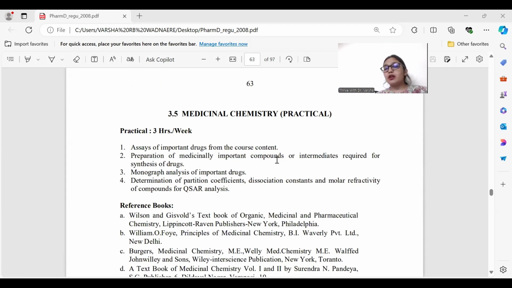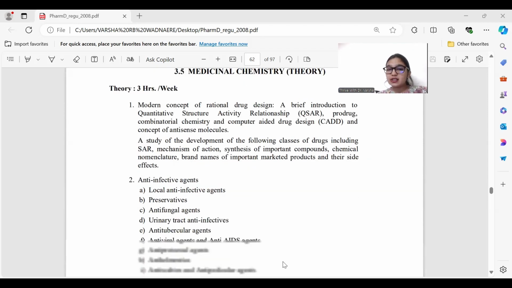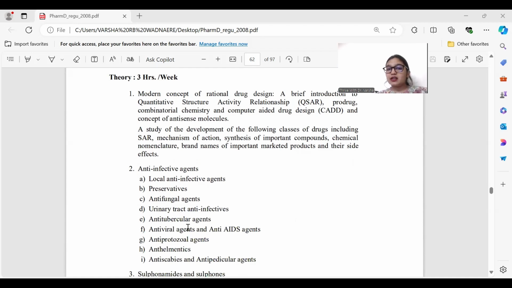Preparation of medicinally important compounds or intermediates required for synthesis of drug. Now any of the compounds your professor can pick up. Then monograph analysis of important drugs, again any drug. Then determination of partition coefficient, dissociation constant, and molar refractivity of compounds for QSAR analysis. Again, any of the compounds your professor can pick up. Now, you have seen QSAR, CADD, then SAR. You have seen this. You'll be learning assays.